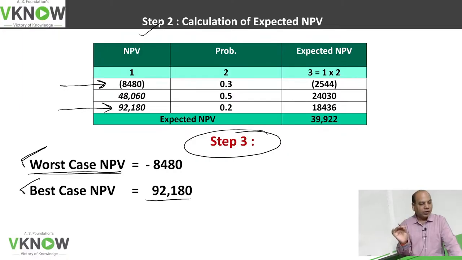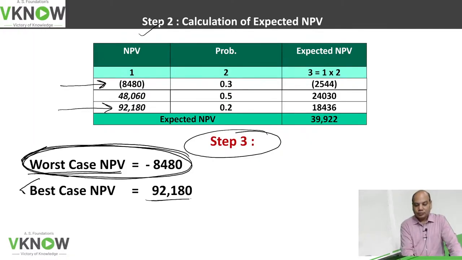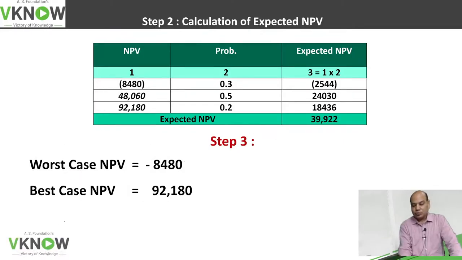First and second answers were very easy. Third answer, the probability of occurrence of worst case. What is the probability that you will get negative NPV of 8480 if cash flows are perfectly dependent over time and perfectly independent over time? You have to answer. If cash flows are perfectly dependent over time, it means if cash flow is low in 1 year, it will be low in each year.